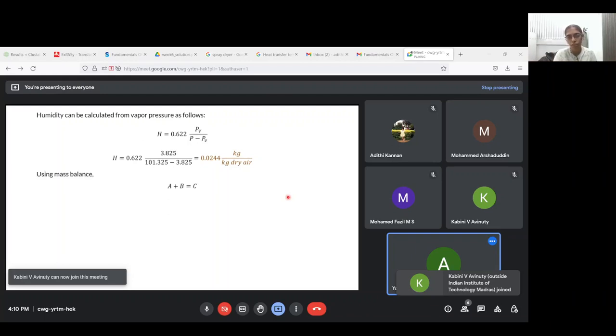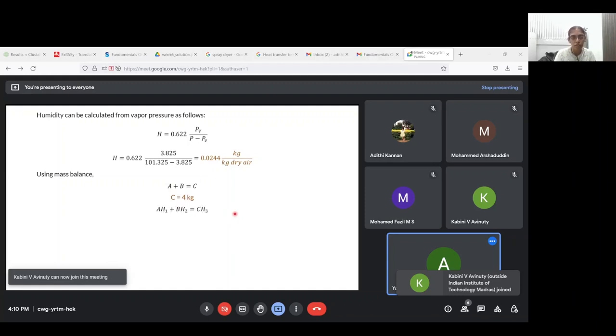So using mass balance, since it's just a mixing process, your A plus B will be equal to C. The total amount of A plus total amount of B will be equal to total amount of C. So you have 2.5 kg plus 1.5 kg. So since it's just a mixing process, you will get your C equal to 4 kgs.